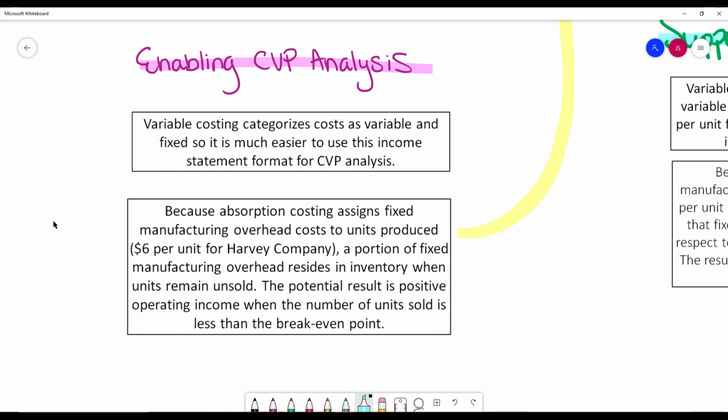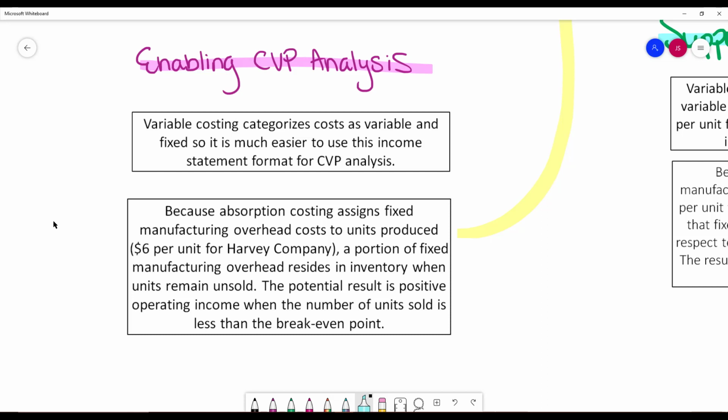Now, under absorption costing, we inventory our fixed overhead. So the fixed overhead is assigned to those units that we produce. Any unsold units at the end of a period will still have some of that fixed overhead attached to them and sitting in inventory. What this can end up resulting in is that it could cause the net operating income under absorption costing to come out as a positive number, whereas under variable costing it might be a different story.